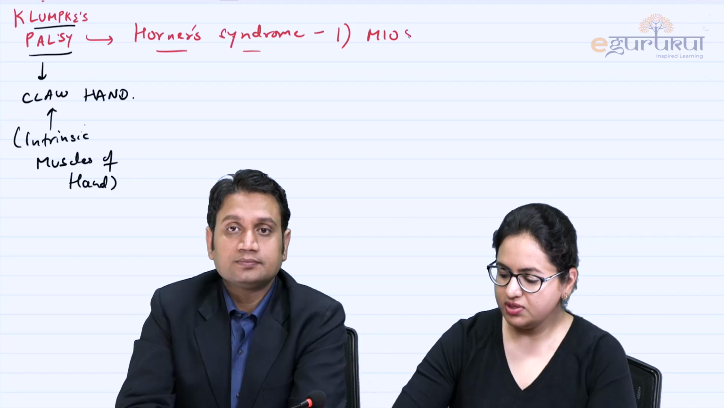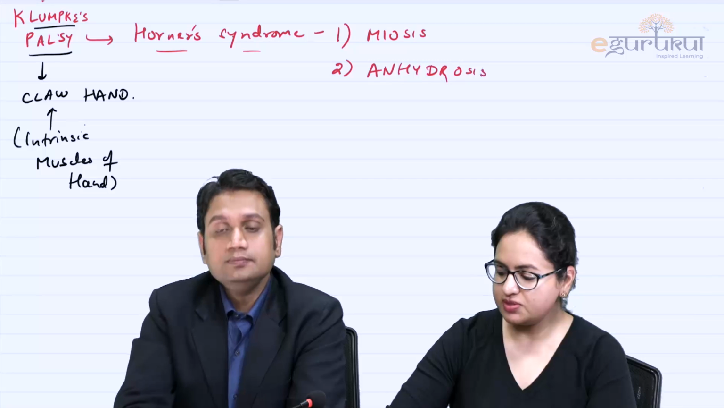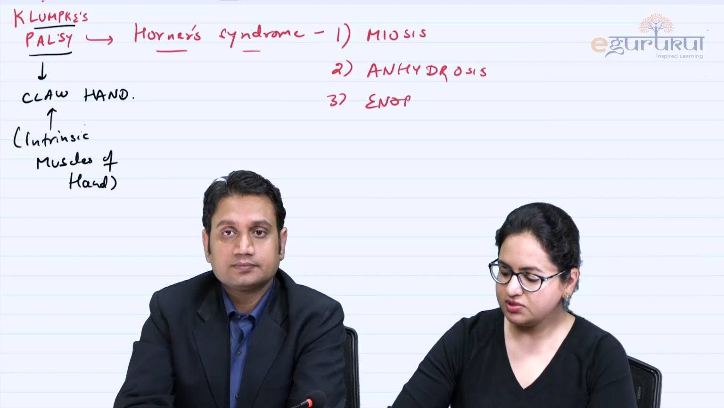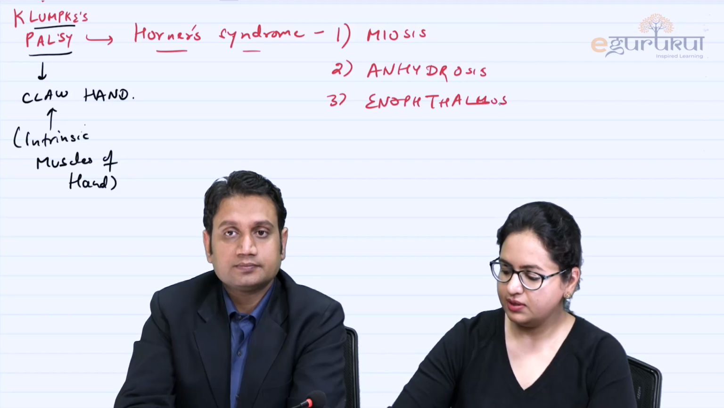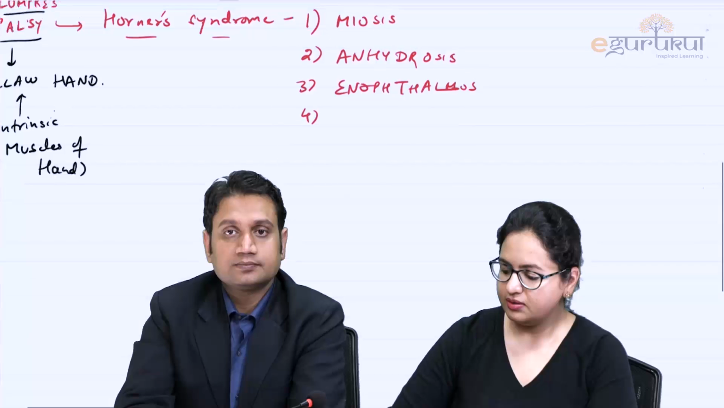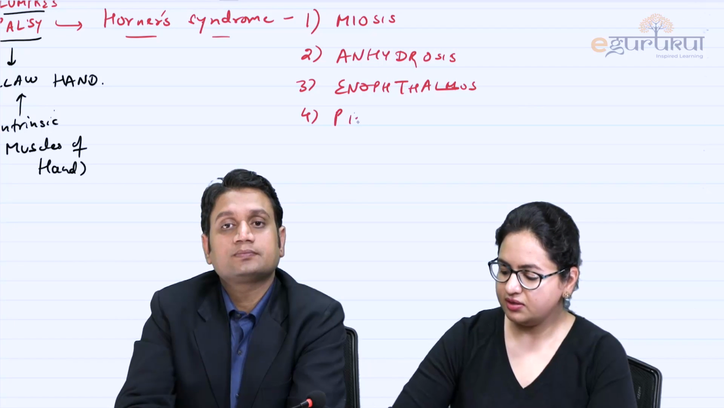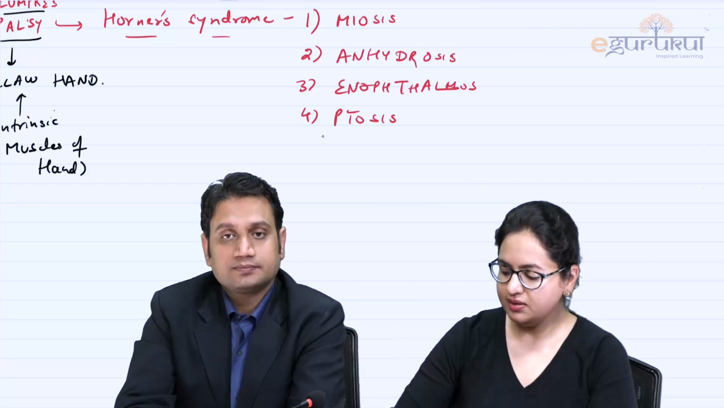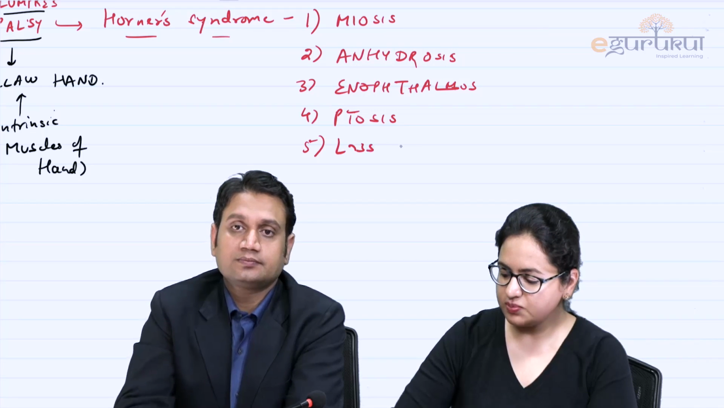Now, what are the various components in this? One is miosis, that is the constriction of the pupil. Then anhidrosis, which is absence or decreased sweating of the face. Then we have enophthalmos, which is sunken eyeballs. So miosis is there, anhidrosis, enophthalmos is there. Then another feature is ptosis. Ptosis is that the patient is not able to elevate the upper eyelid, so there is drooping of the eyelids. And the fifth component is loss of ciliospinal reflex.